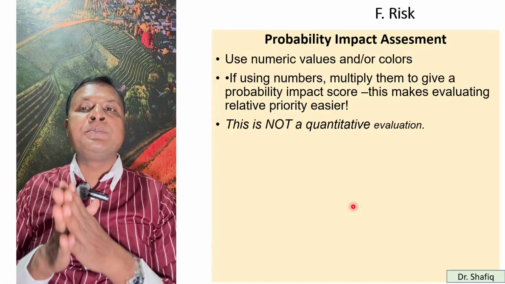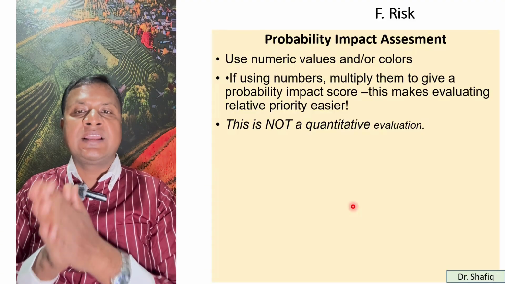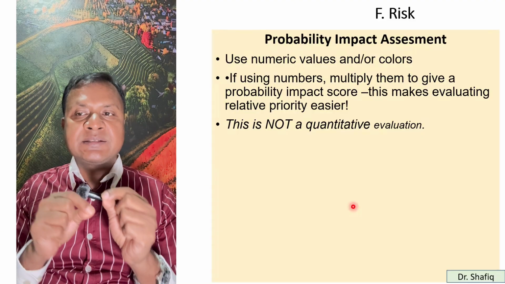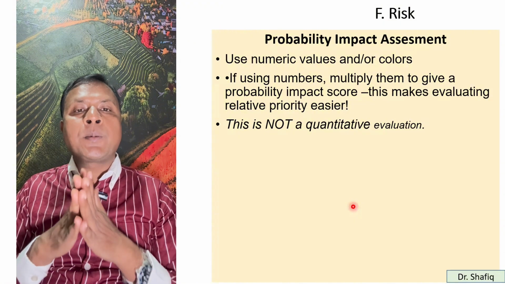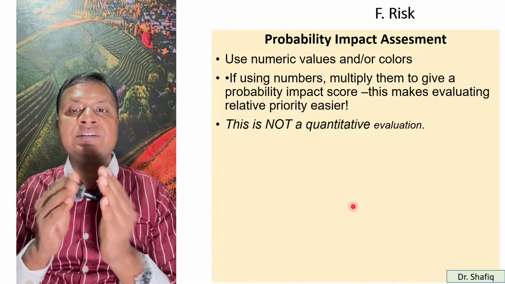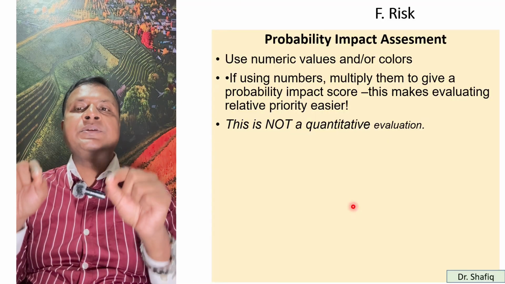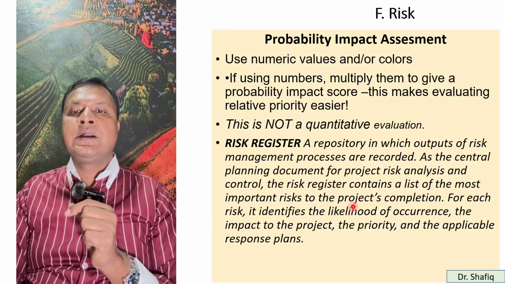So what is probability impact assessment? You can use numeric values or colors. If you are using numbers, multiply them to give a probability impact score. This makes evaluating relative priority easier. This is not a quantitative evaluation, you just give some color or values.